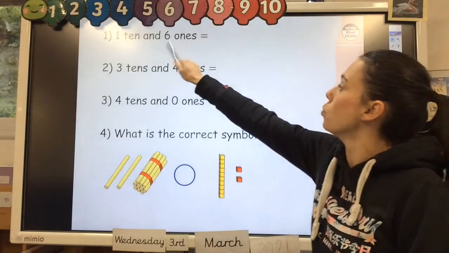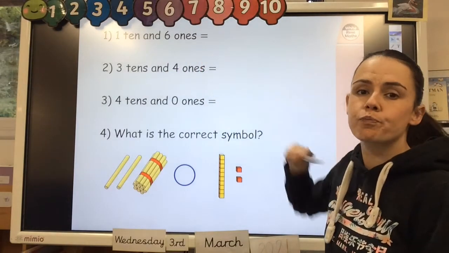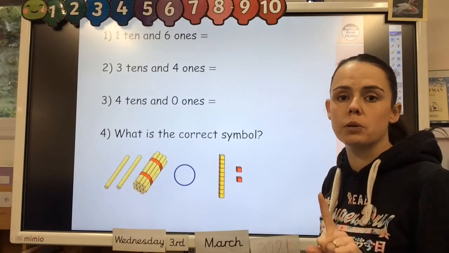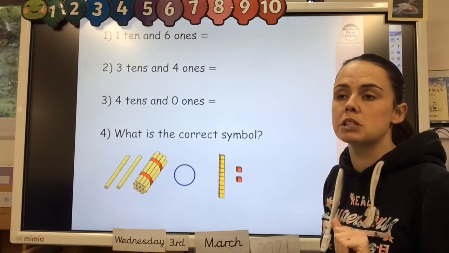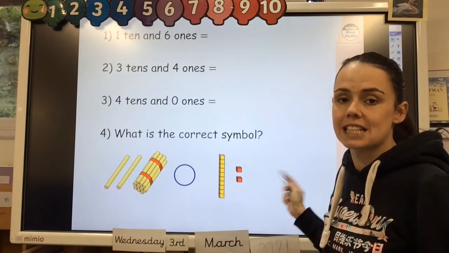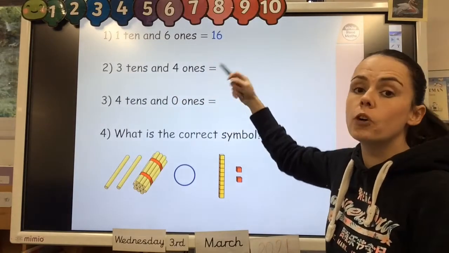So, 1 ten and 6 ones is the same as what? Well, 1 ten we know is 10, and 6 ones must be 6. So what's 10 and 6? 16, well done.